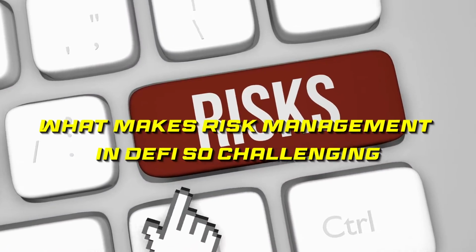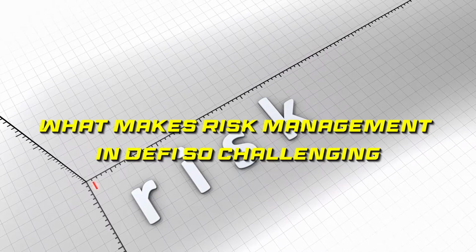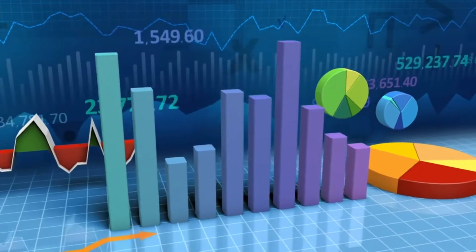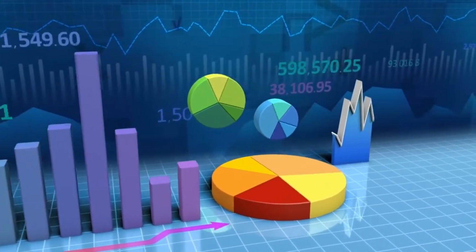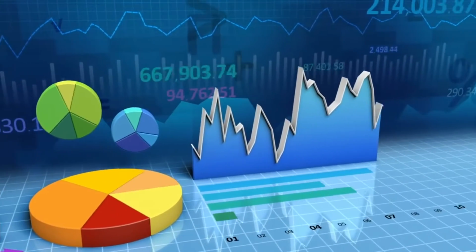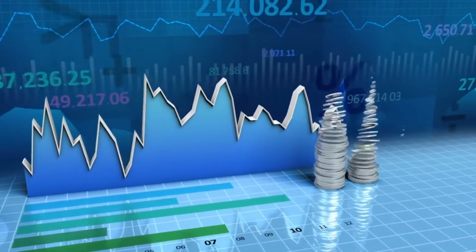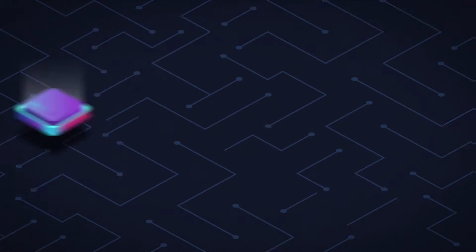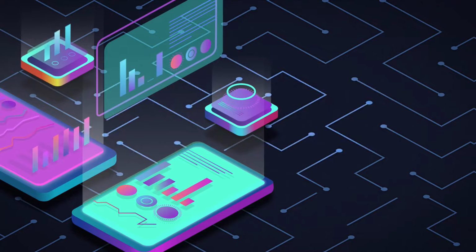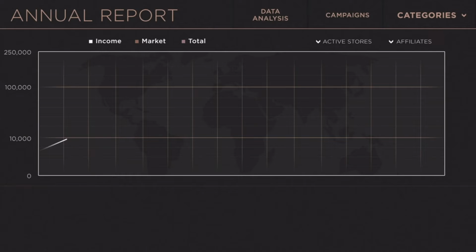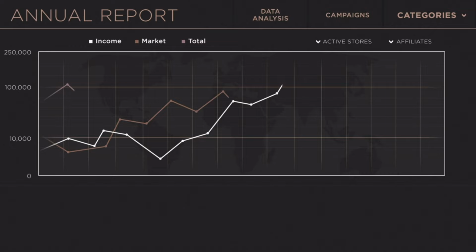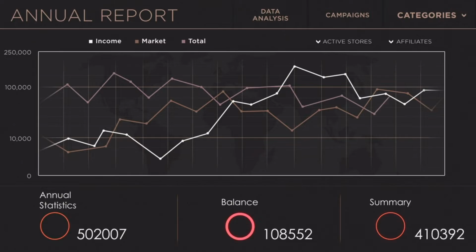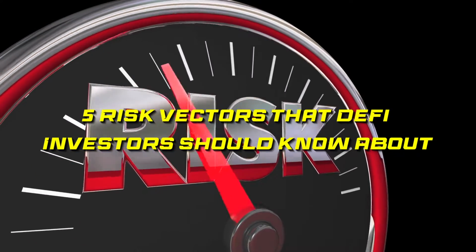What makes risk management in DeFi so challenging is that it doesn't quite conform with the traditional risk management theory in financial instruments. For decades, capital markets have evolved around risk management models focused on market factors such as volatility. That is mostly because other factors can be mitigated by the risk and reputation of intermediaries. By replacing those intermediaries with automated financial technology, smart contracts, DeFi achieves unprecedented levels of financial automation, but also introduces new risk vectors that we haven't seen before. 5 risk vectors that DeFi investors should know about.